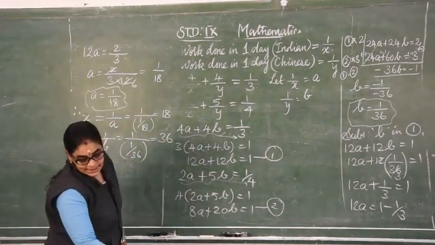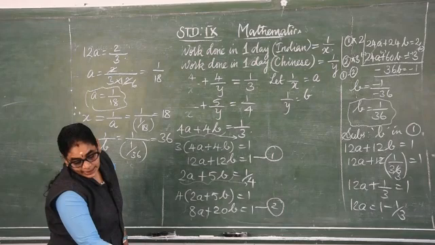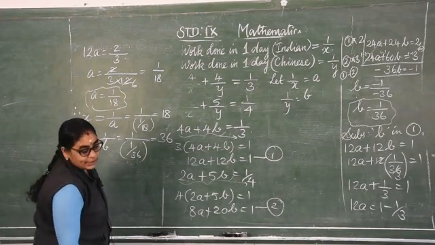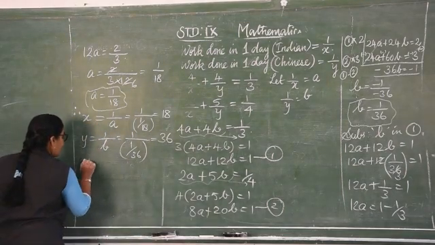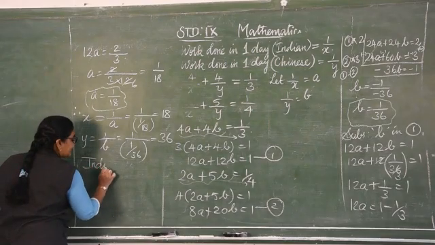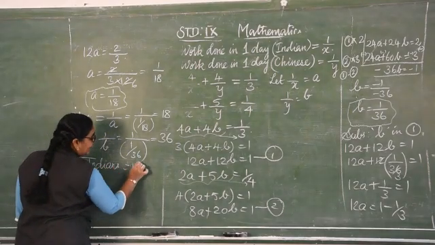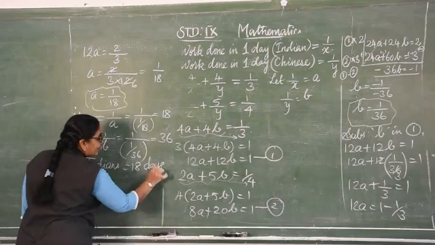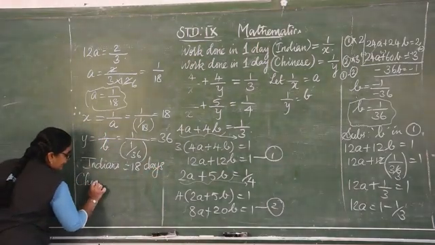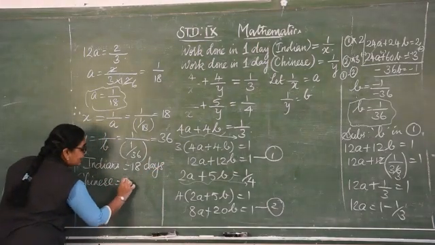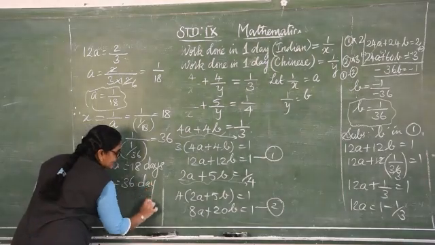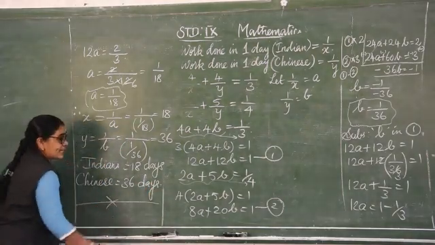The question was, how long would it take for one Chinese and one Indian to do the work? So therefore, the answer: Indians will take 18 days to complete the work and Chinese will take 36 days to complete it. That's all for this exercise and this chapter.